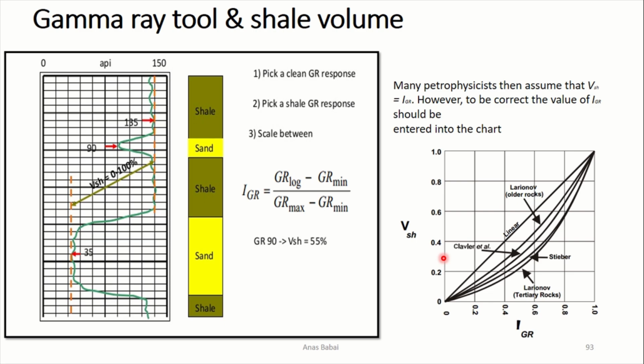So we have to know which type of formation or which type of lithology we are dealing with, and which type of condition we are dealing with in order to pick the accurate equation. Otherwise, assuming that the gamma ray index is equal to clay volume is not correct. It's not wrong, but to be more precise, if you have more information about the lithology, you can go for any of those equations.